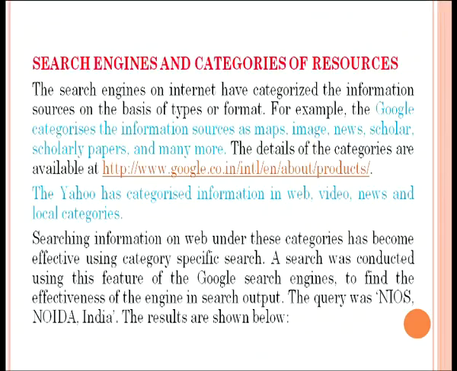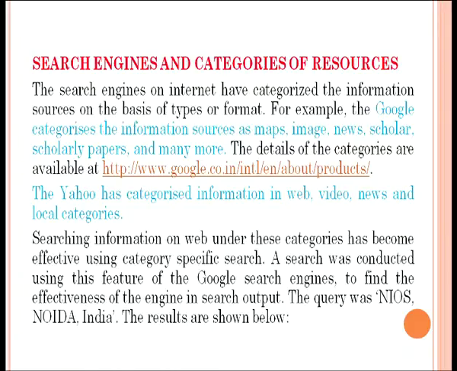Now, search engines and their categories of resources. Search engines on the internet have categorized the information sources on the basis of the type or the format. For example, Google categorizes the information sources as maps, images, news, scholarly papers, and many more things. The details of these categories are available on the link we are showing you. Yahoo has categorized information in web, video, news, and other local categories. Searching information on the web under these categories has become effective using category specific search.